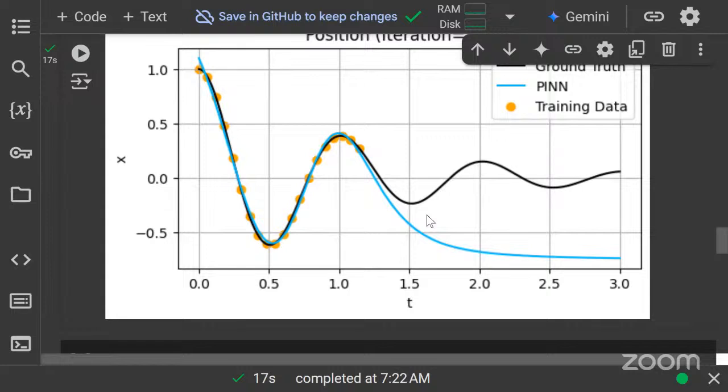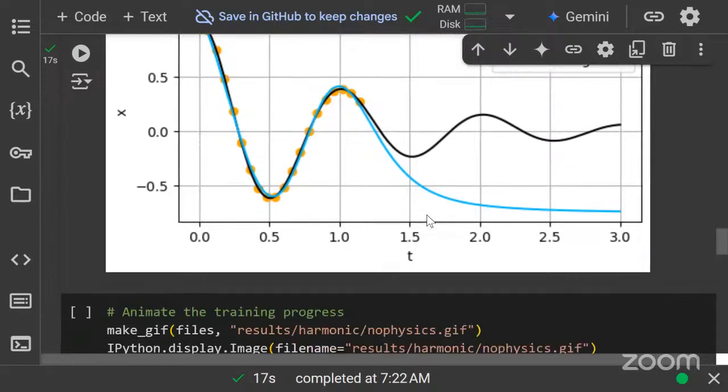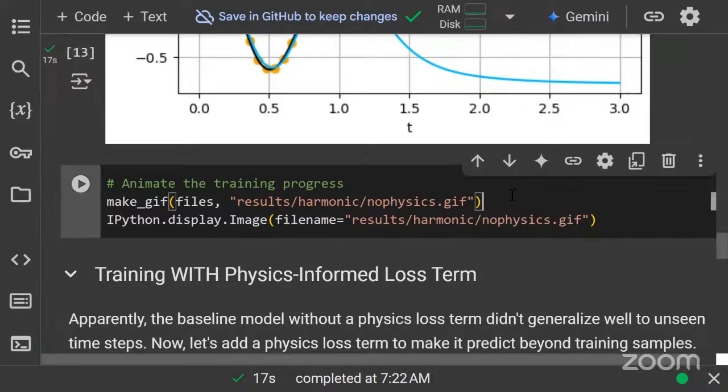And maybe for other machine learning applications, that might be okay. But for our application, which is to predict the physics, this is not okay. We want to be able to generalize beyond 1.2 seconds. So this is where PINN comes in.